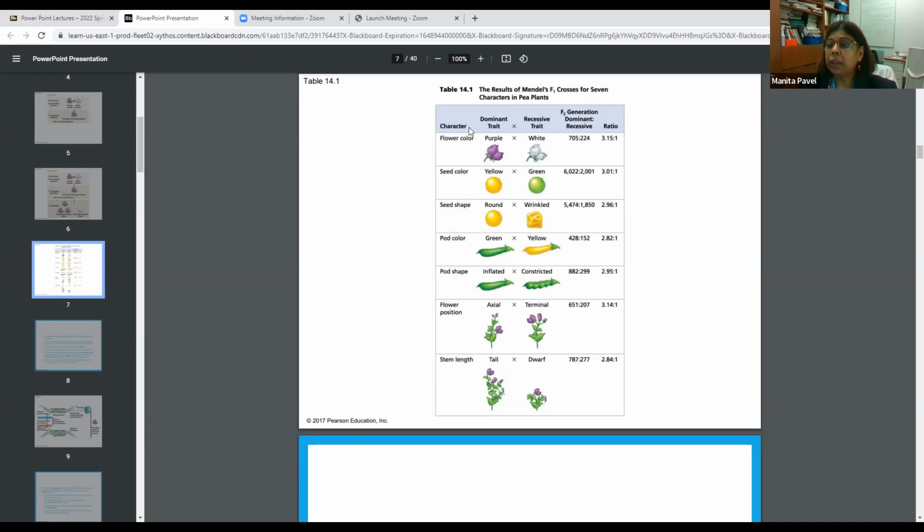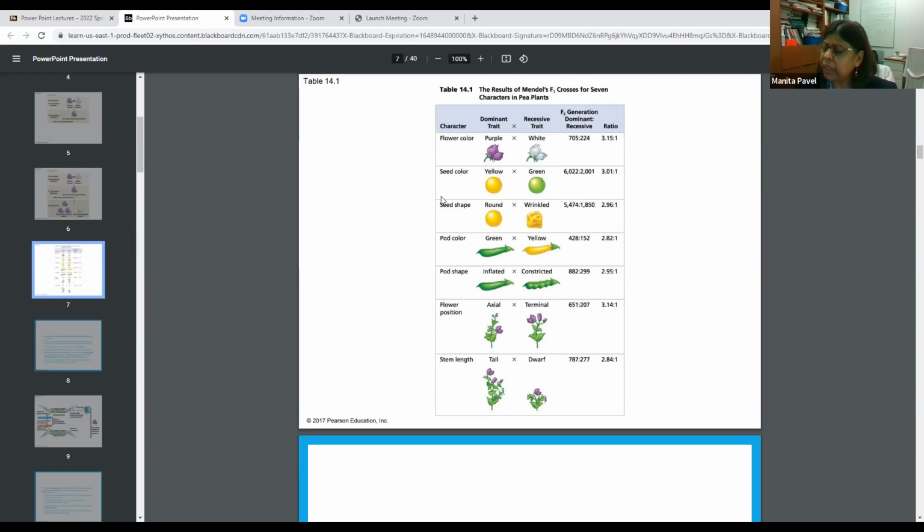So he looked at dominant traits versus recessive traits. A dominant trait is a trait that is expressed in a generation. Opposite of dominant trait is a recessive trait, a trait that lies hidden. It is masked, M-A-S-K-E-D, in a generation. In simple words, it does not show up in a generation. So purple flowers are always dominant over white flowers.